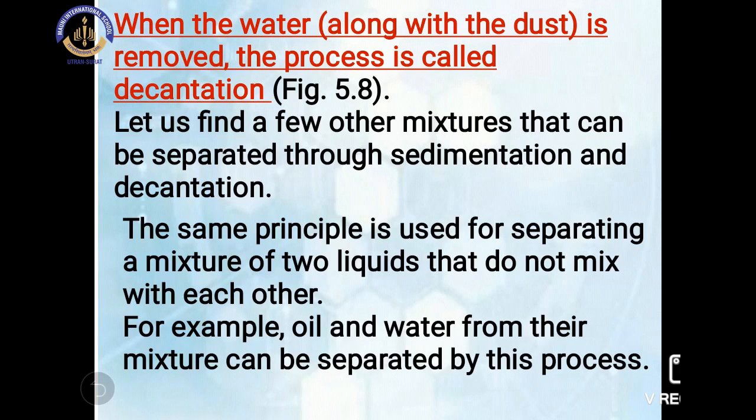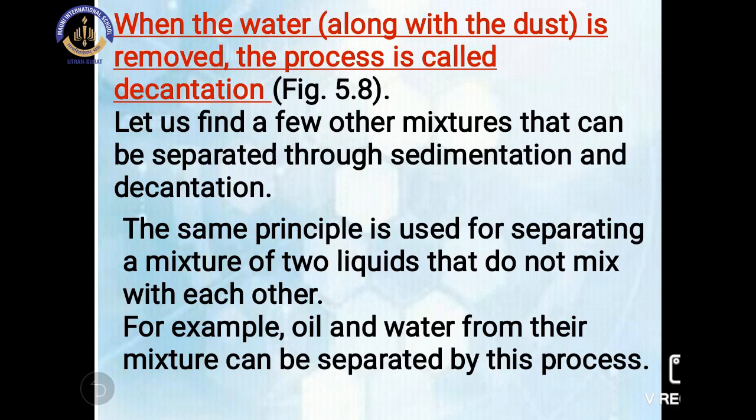To remove the impurities from the water, or to remove the impure water which remains on the surface of the water, this process is called the decantation process. Let us find a few other mixtures that can be separated through sedimentation and decantation.